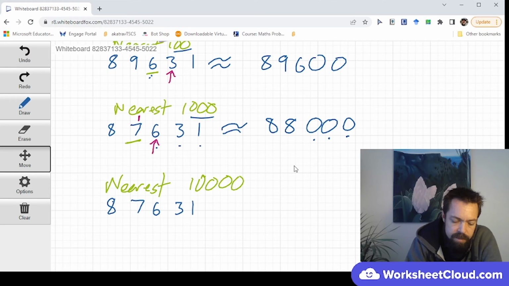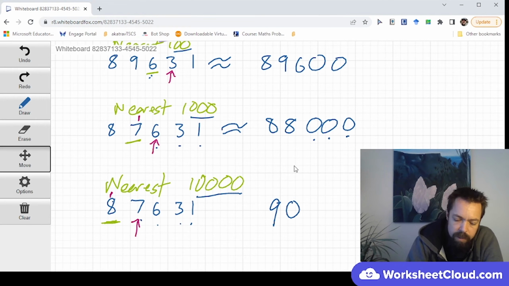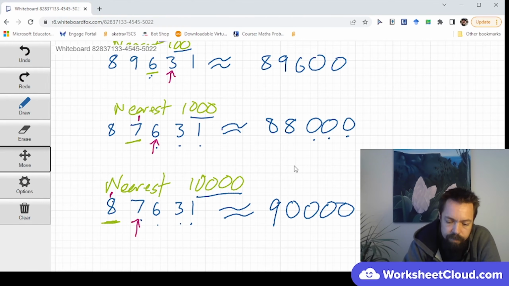So my 10,000s place is over there. I look to the digit on the right-hand side of that, which is my 7. I'll ask myself, does the 7 go up or down? Well, 7 is definitely close to the next one, so I'm going to add 1 to the 8. So that will become a 9. I have 4 zeros, 1, 2, 3, 4. And that's my answer.